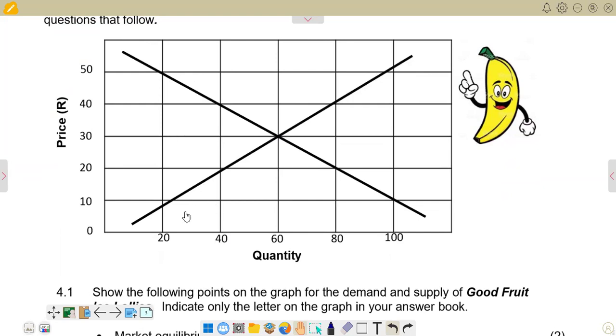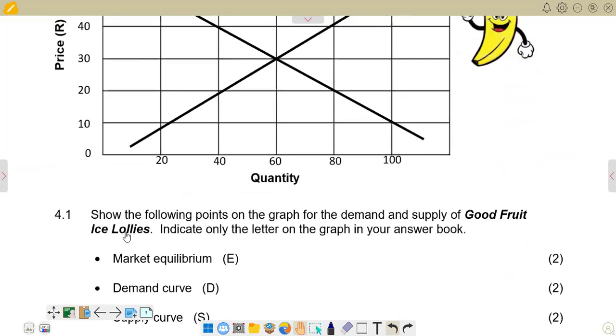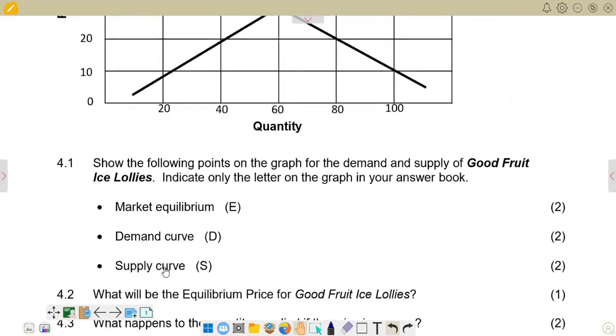The first question is 4.1, which reads: show the following points on the graph for the demand and supply of good fruit, ice lollies. Indicate only the letter on the graph in your answer. So you are given market equilibrium, demand curve, and supply curve. But let's start with the first one, which is the market equilibrium.